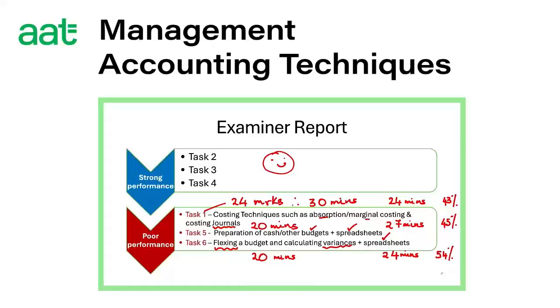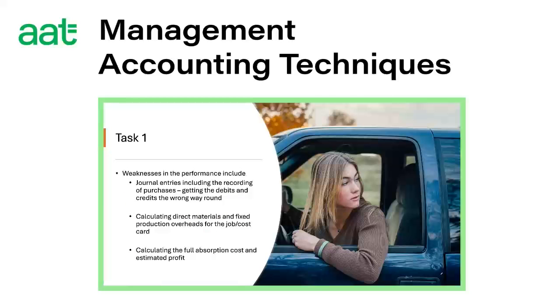Okay, so if we look at task 1 and some questions from task 1 itself, to get up to speed with what it was that the examiner said students did badly on. Well, journal entries, as we said. And what is it in journal entries? Well, it's getting the debits and the credits the wrong way around. So I would say it's important.